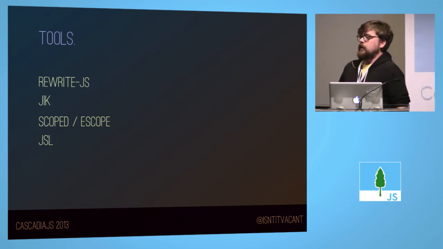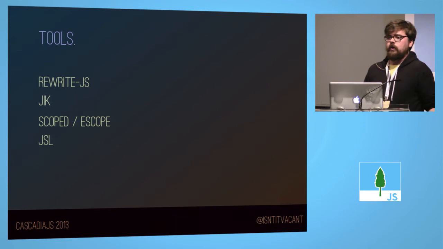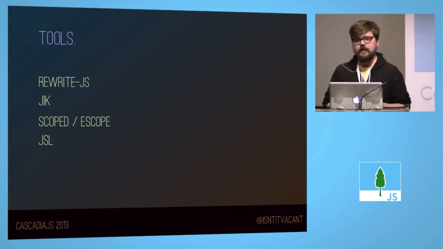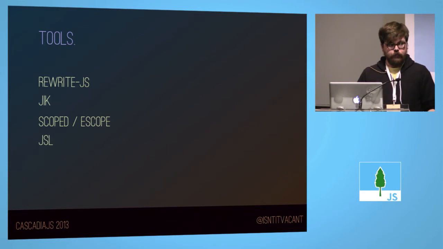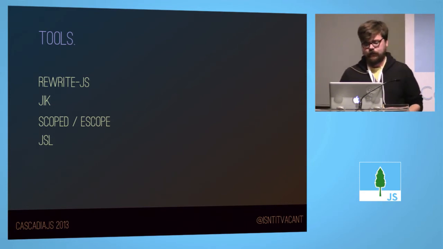Scoped and escoped will tell you from your JavaScript what the scope structure is, and that's kind of fun and useful. And JSL is, like ESHint, an AST-based linter. And you use that by defining CSS selectors.